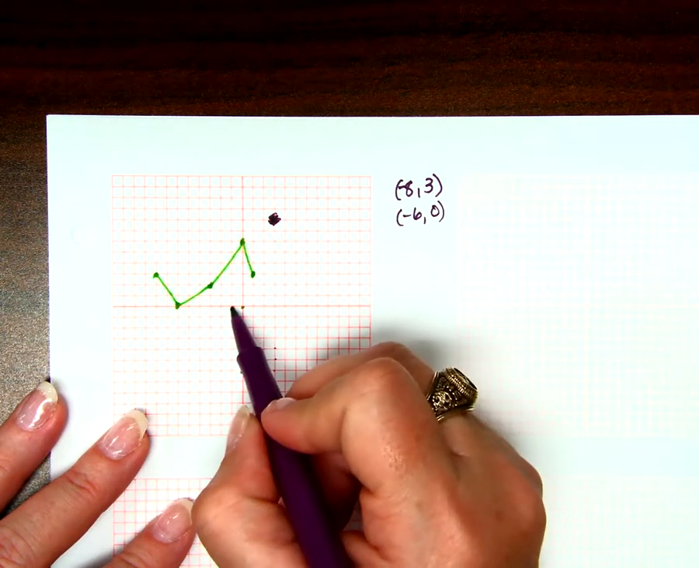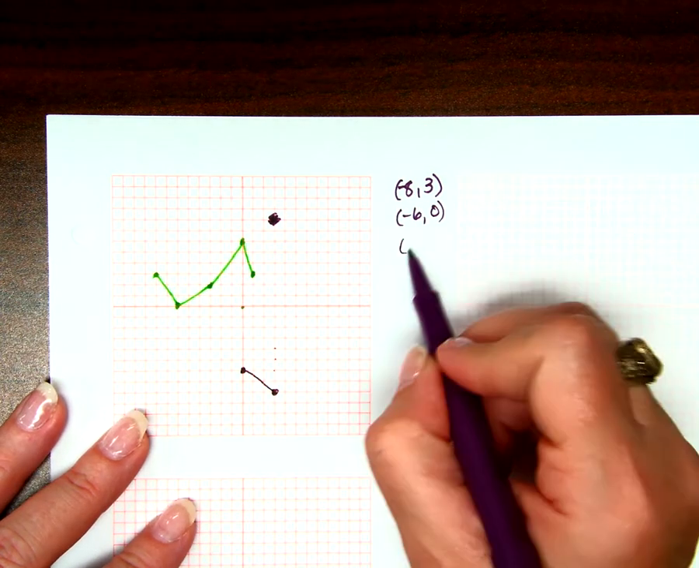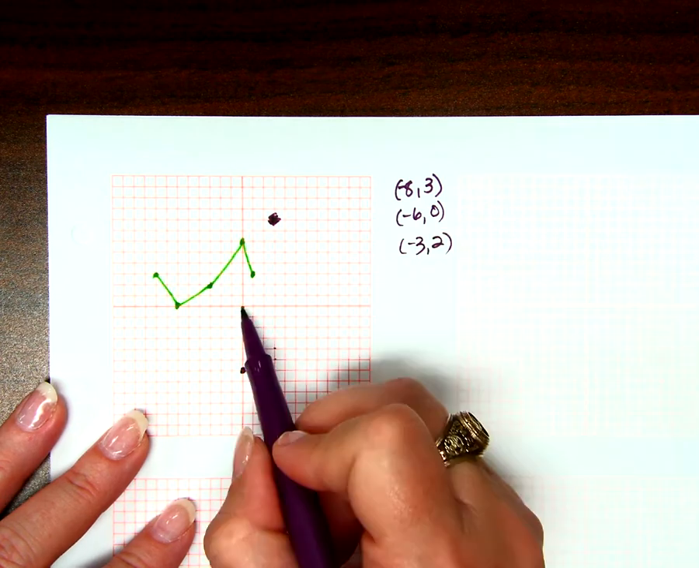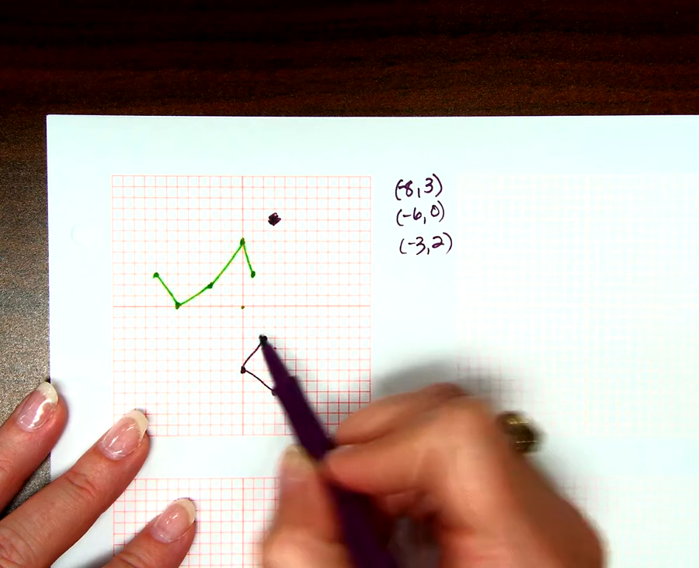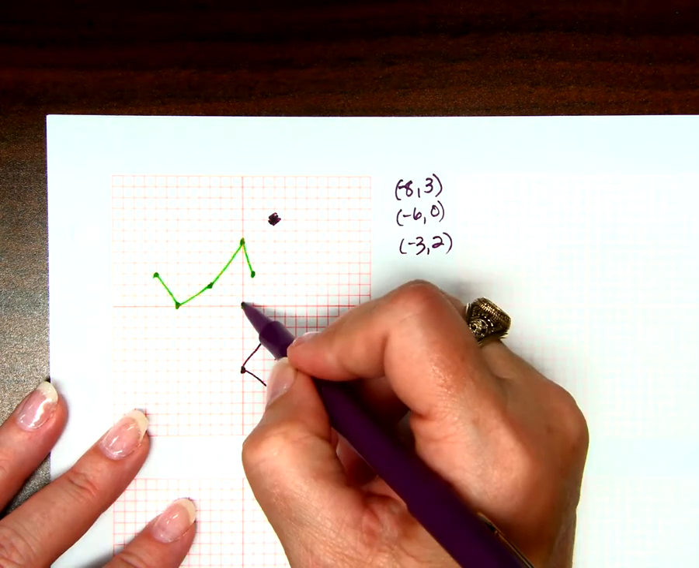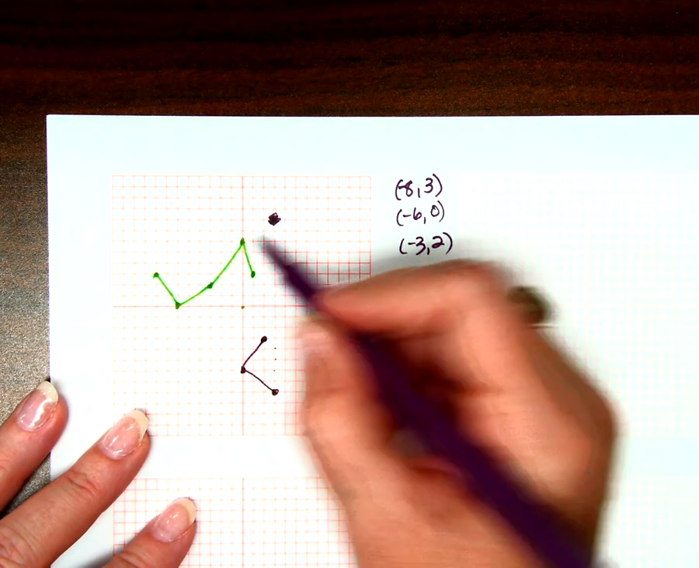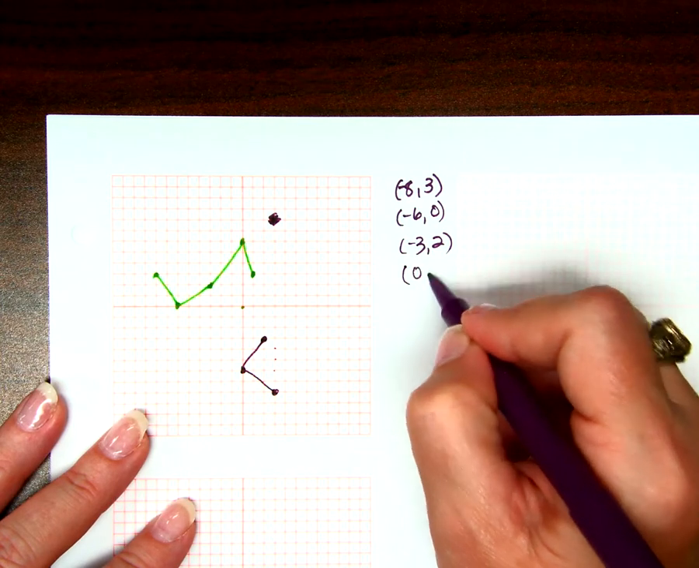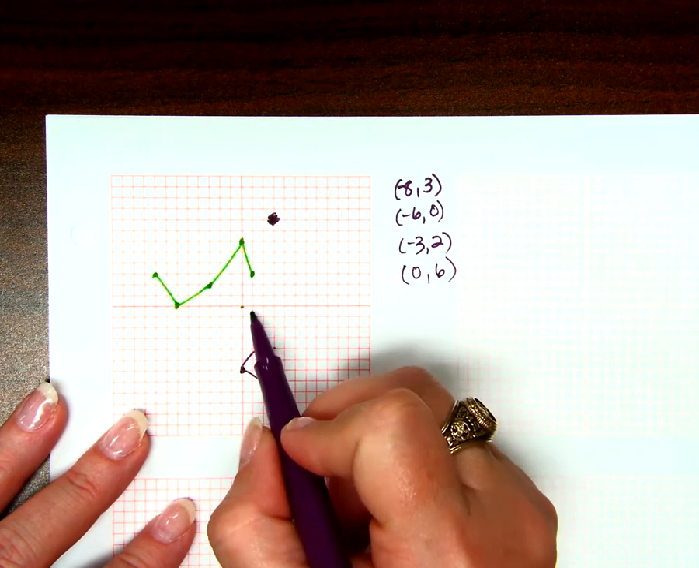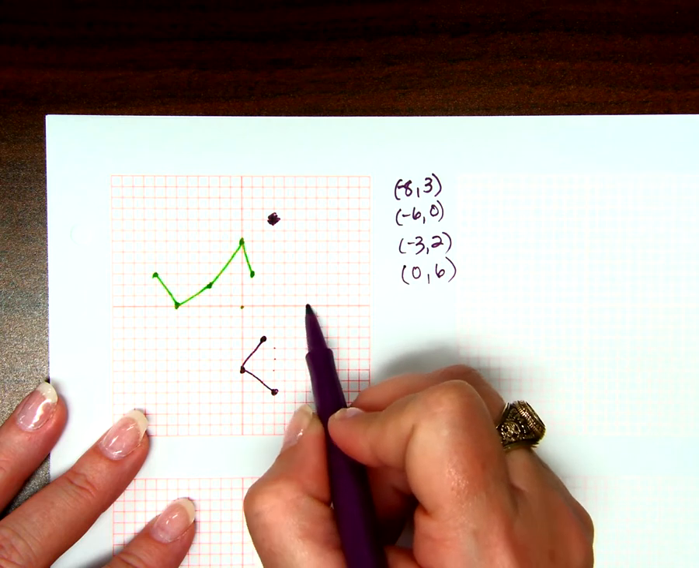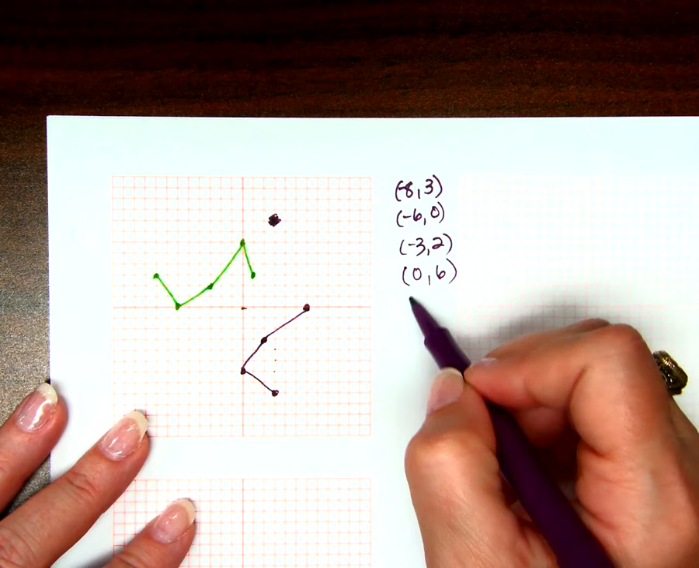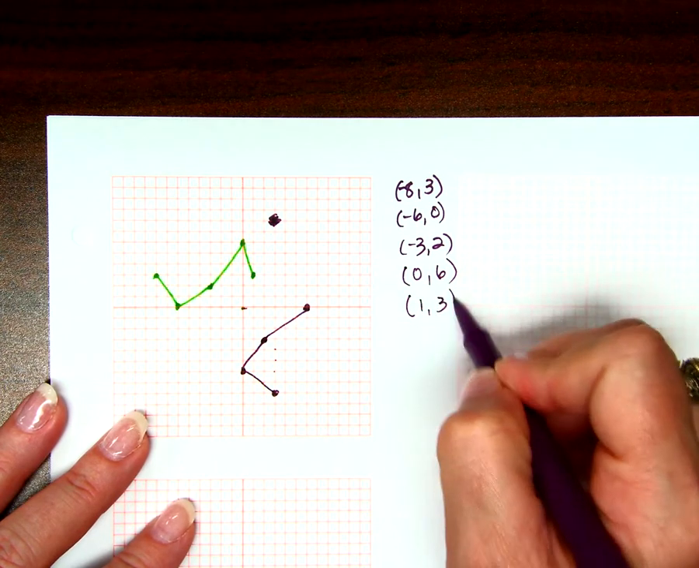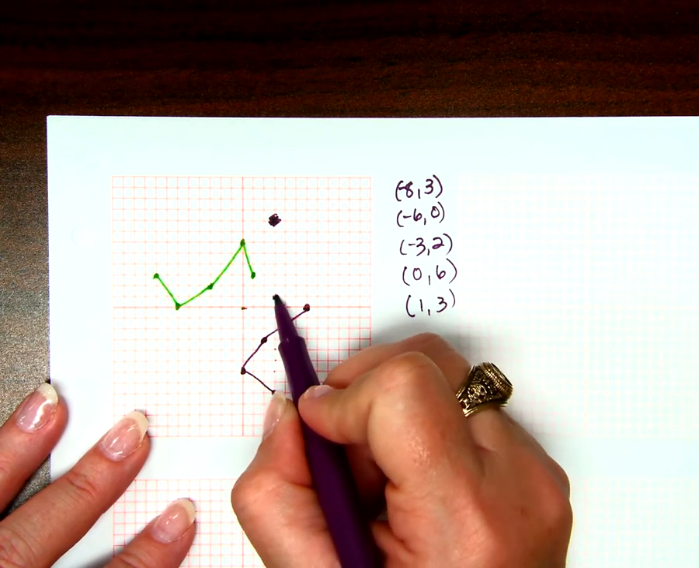This one is negative 3, 2. So I got to do 2, negative 3. This one is 1, 2, 3, 4, 5, 6. That is 0, 6. So I've got to graph 6, 0. And then this one is 1, 3. So 1, 2, 3, 1.